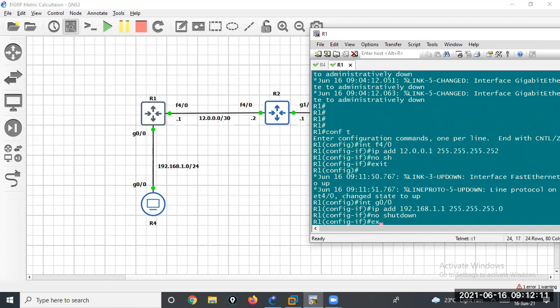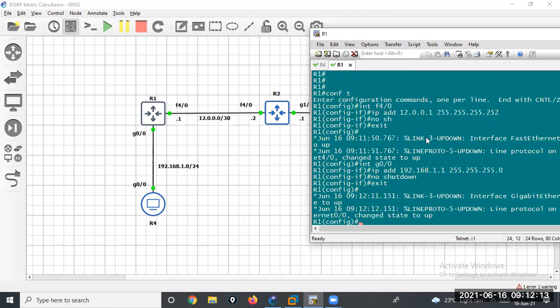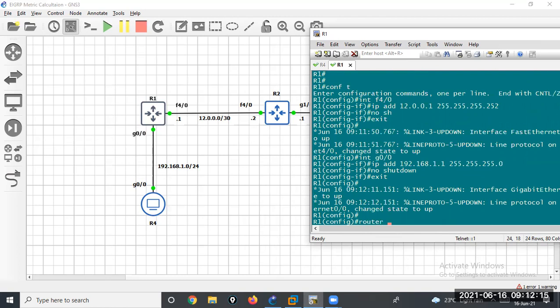Exit. Now configure the EIGRP protocol: router eigrp, and then configure the autonomous system number. This autonomous system number should be the same. If the autonomous system number is not the same between neighbors, neighborship will not be established. This is a very important AS number. The AS number can be any number between 1 and 65,535. Any number you can use. Now the autonomous system number is 1.